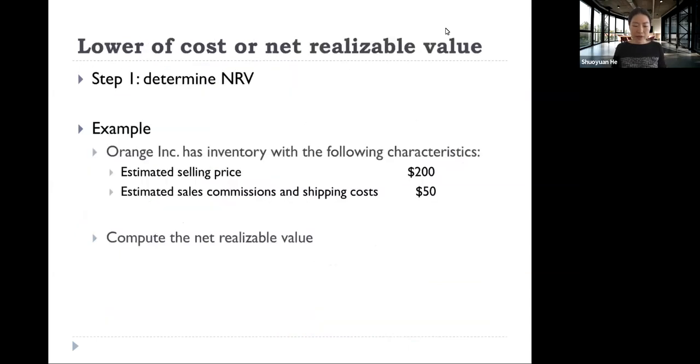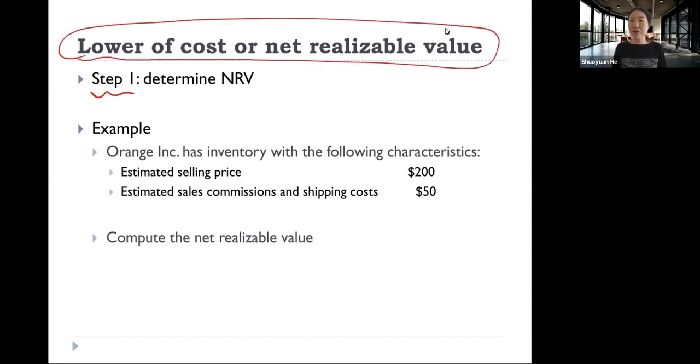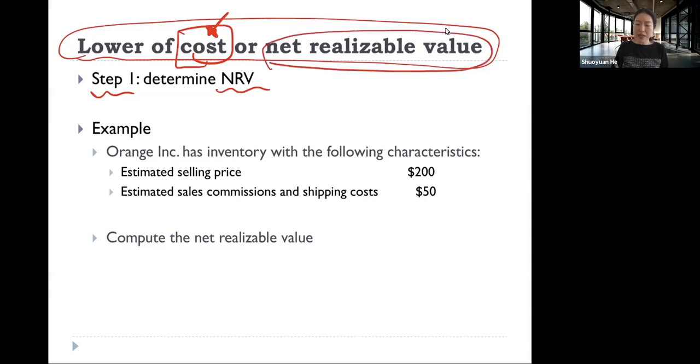So let's go through this method using some examples. Step 1, in order to determine the lower of cost or net realizable value, we need to determine the net realizable value. We already talked about how to calculate cost from last class and the first part of today's class. And now we need to determine the net realizable value.